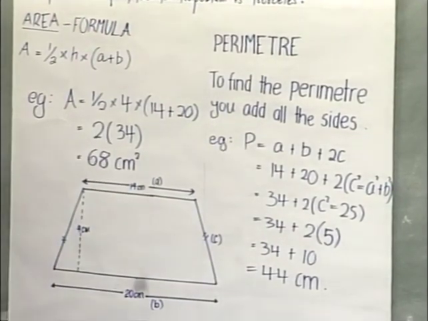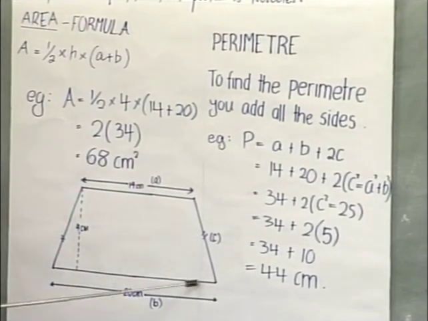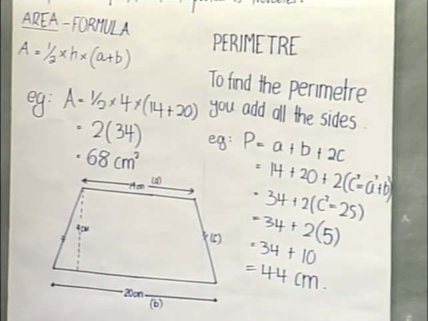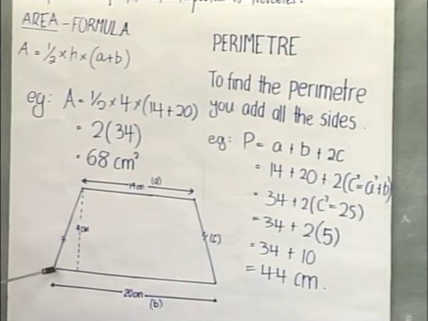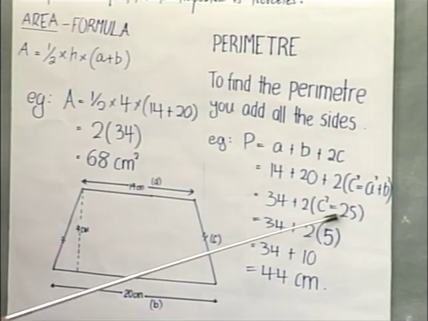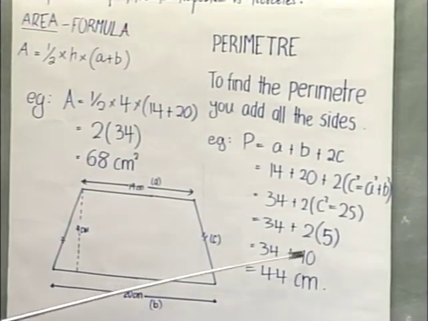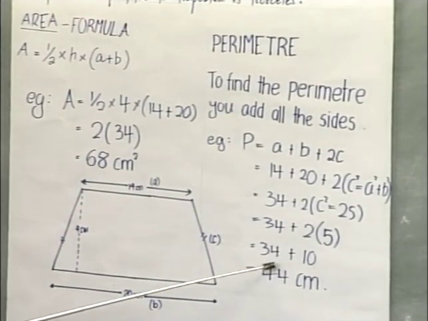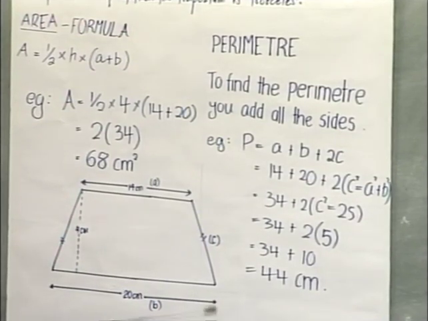We subtracted 14 from 20 and got 6, divided by 2 to get those two bottom lengths, and we got 3. 3 squared is 9, plus 4 squared is 16. 16 plus 9 is 25, which equals C squared. The square root of 25 is 5, so we got 5 over here. 34 plus 2 times 5 equals 44. So 44 centimeters is the perimeter.